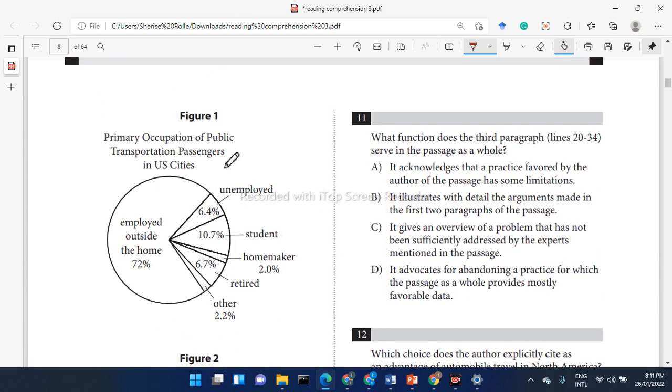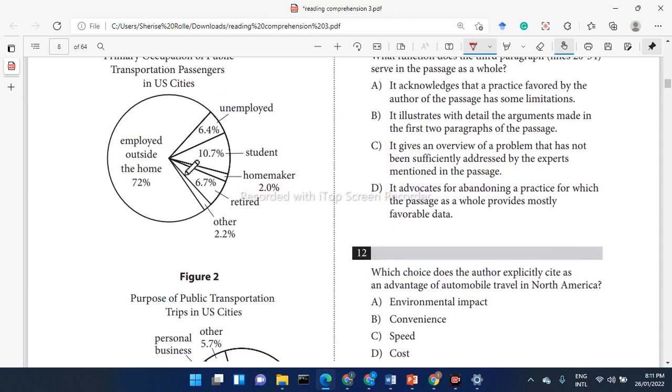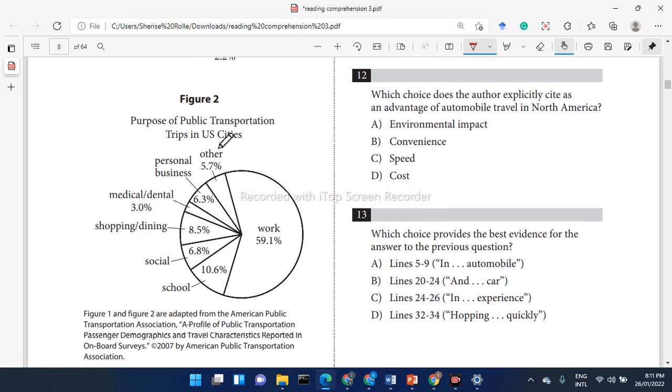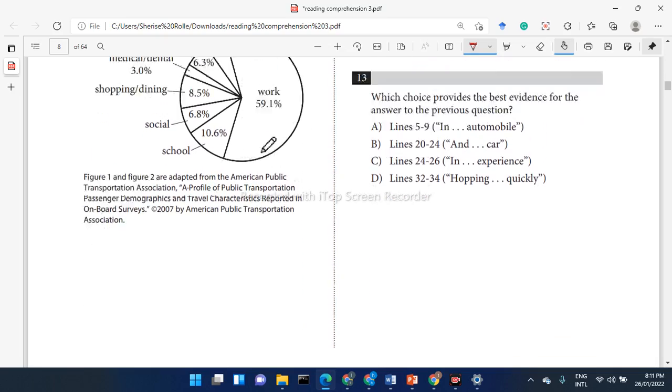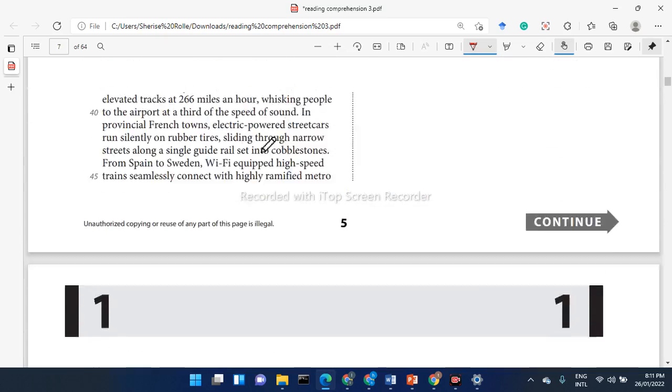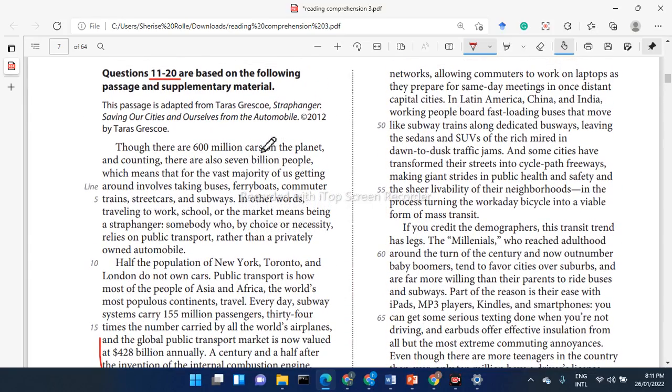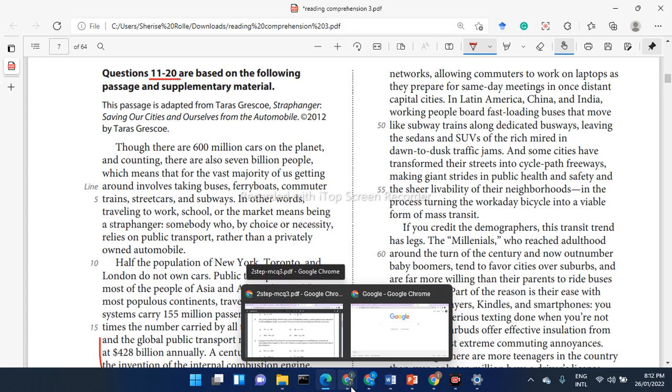And so here we have some pictures. We have figure 1, primary occupation of public transportation passengers in US cities, and figure 2, the purpose of transportation trips in US cities. Okay, so I want someone to tell me in summary, what is this passage about? In summary, what is this passage about?